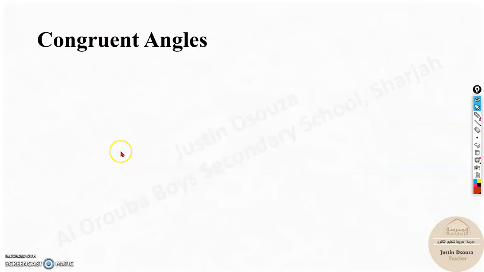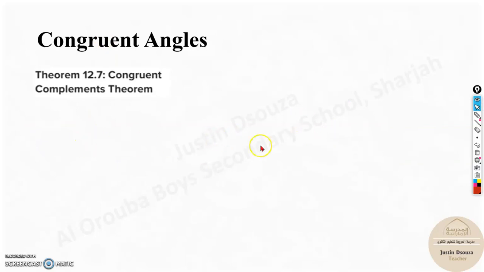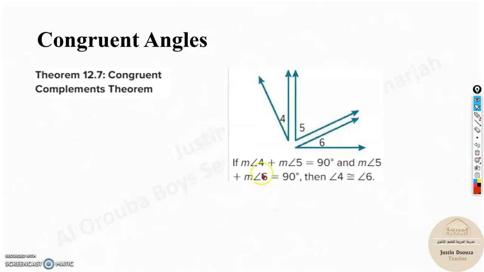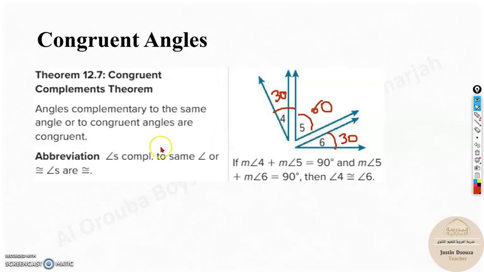This is fine. Now over here, same thing, whatever we just now learned can be implemented to complements as well. So now if you have the measure of 4 and 5 to be 90 degrees when you add them, see, it's given. So now let's say this is 30 and this is 60. Now they have also told us 5 and 6 is also 90 degrees. So if this is 60, what is this? It has to be equal to 4, that is 30. So 4 and 6 will be equal, same like the previous one. Now it says angles complementary to the same angle or to congruent angles are congruent. So this is the thing.